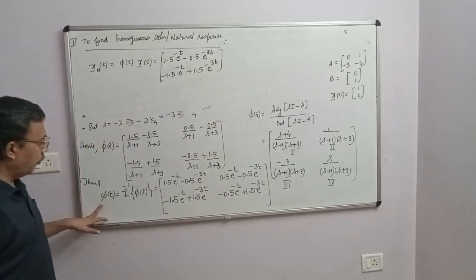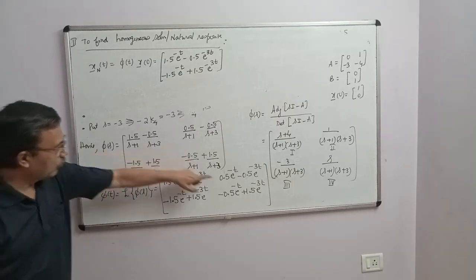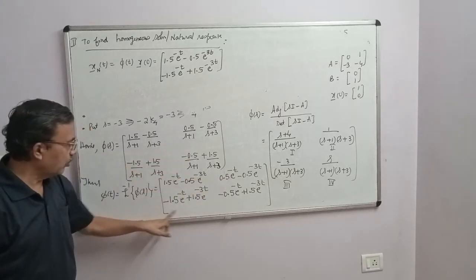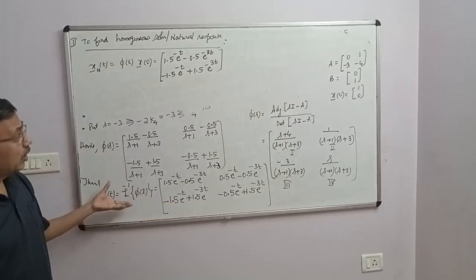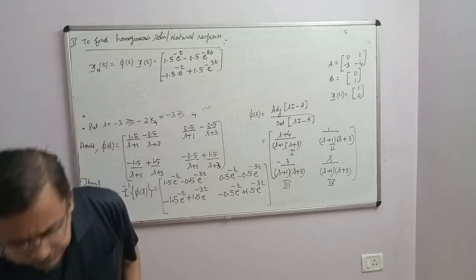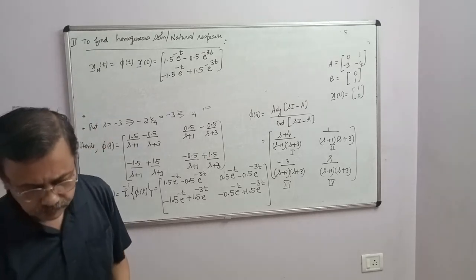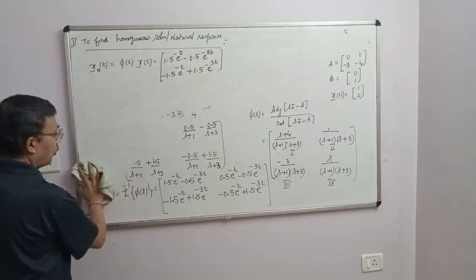See, in this expression, if you put t equal to 0, phi of 0, this becomes 1, this becomes 0, this becomes 0, this becomes 1. Therefore, phi of 0 is an identity matrix. In other words, our phi of t is correct. This is the natural response. Next, we will find the forced response.